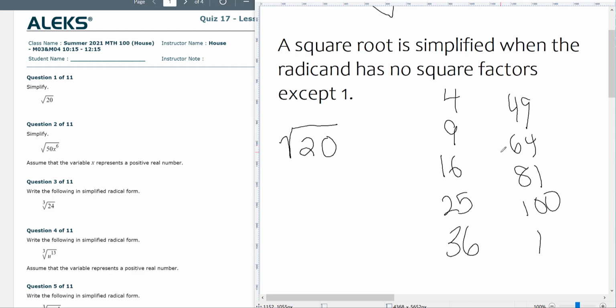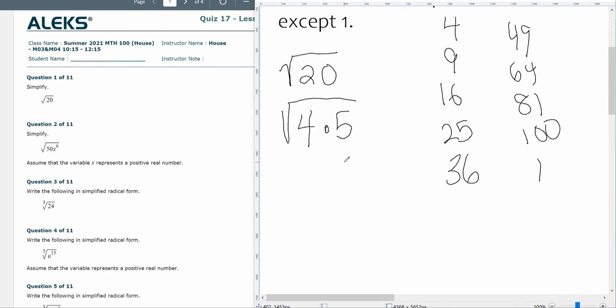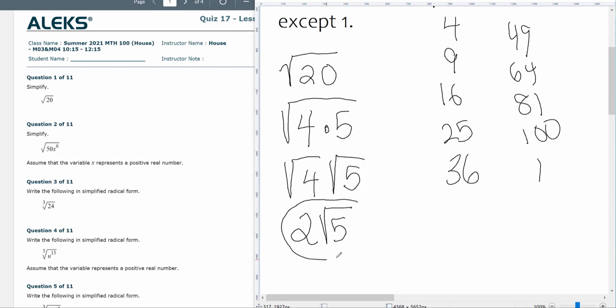I have to look at this list and see if any of these numbers will divide evenly into 20. Well, 4 is the only one. So 20 is not simplified because it can be written as 4 times 5. Now what we do is, because these are factors, they're being multiplied, we can separate them. If these are terms added, we cannot separate them, but because they're multiplied we can. And so the square root of 4 is 2, and then that's times the square root of 5. And this is considered the simplified form of the square root of 20.